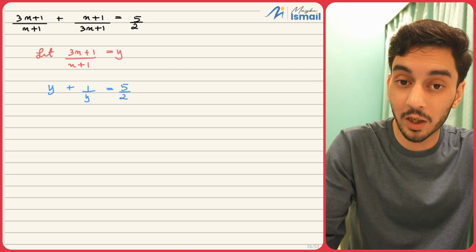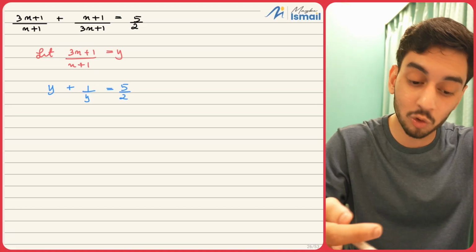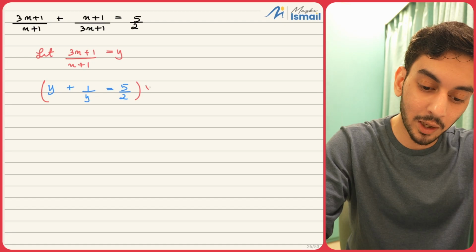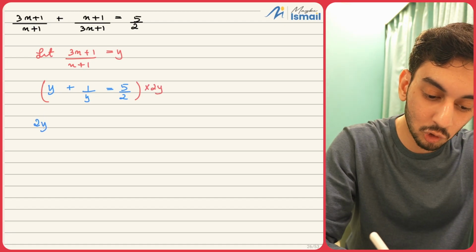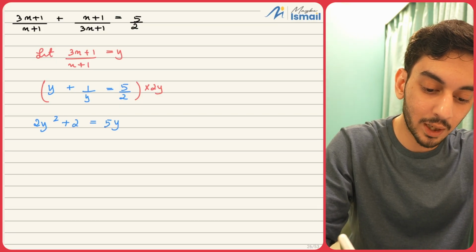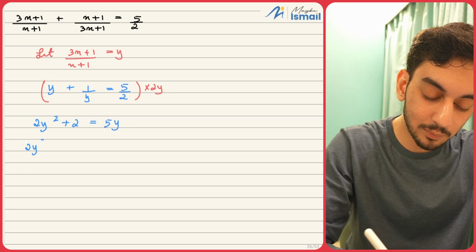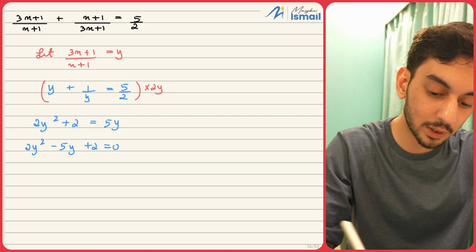Now I need to get rid of the denominators. So I'll have to multiply with a y to get rid of the y. I have to multiply it with a 2 to get rid of the 2. So just multiply it with 2y. So every term gets multiplied with 2y. So it becomes 2y square plus 2 is equal to 5y. Take everything to one side. So it becomes 2y square minus 5y plus 2 is equal to 0.